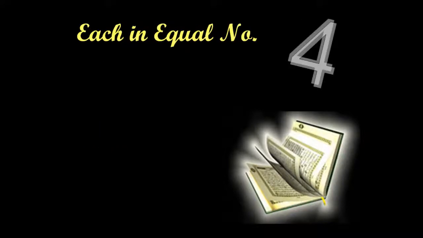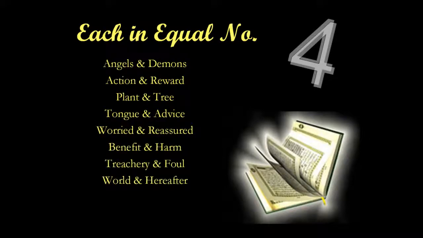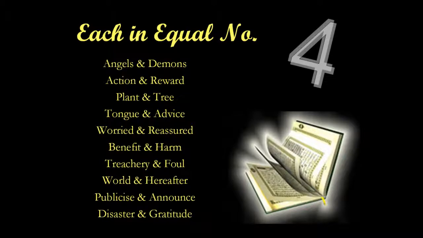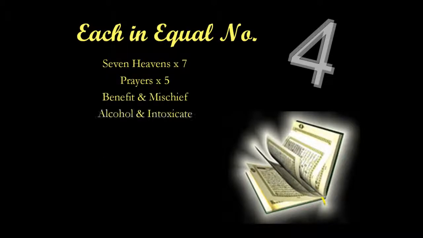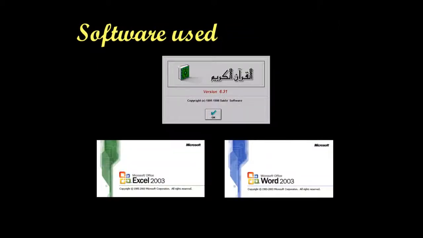Interestingly enough, each of the following examples occurs an equal number of times in the Quran. As you can see, some of these are synonyms and some of these are antonyms. What's even more interesting is that you can actually go back to the Quran and test these particular examples. To reperform these tests, we'll be using some well-known software. We have Al-Quran Al-Kareem, which is a piece of software developed by Sakhr, and this is a Quran-specific piece of software, but we'll also be using Microsoft Word and Microsoft Excel.